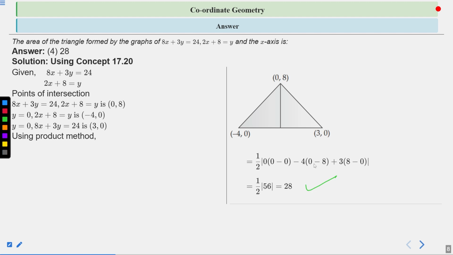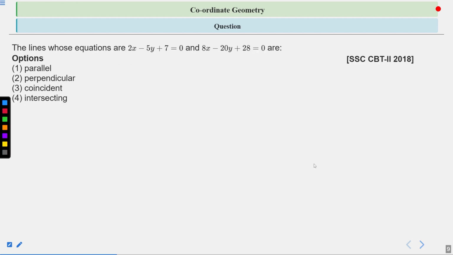Next one. The lines whose equations are 2x minus 5y plus 7 equals 0 and 8x minus 20y plus 28 equals 0 are... This question was asked in the SSC CBT 2 exam in 2018. There are four options. First one is parallel, second is perpendicular, third is coincident, and fourth is intersecting. Now you have 10 seconds to solve this question. Your time starts now.